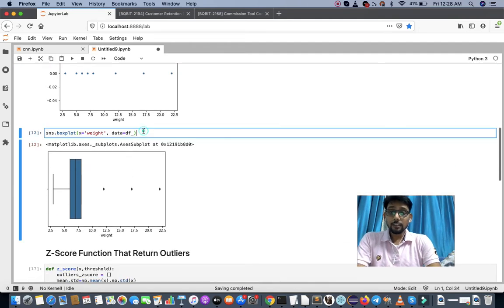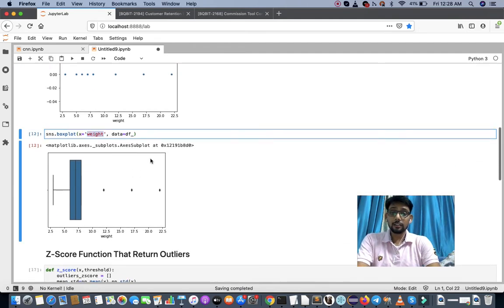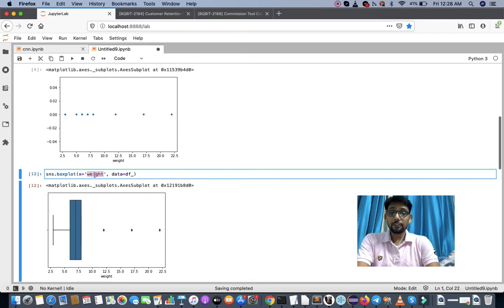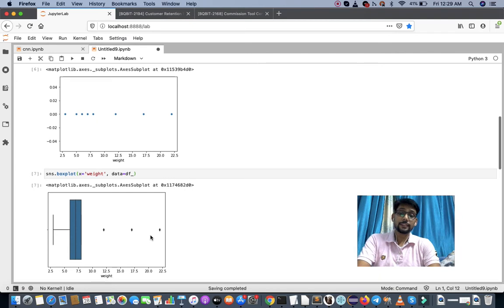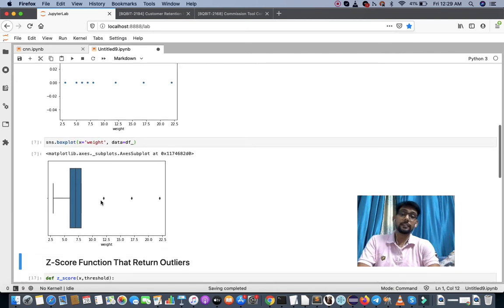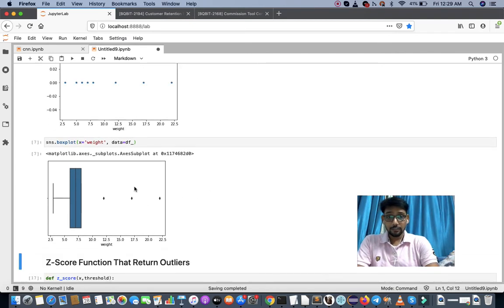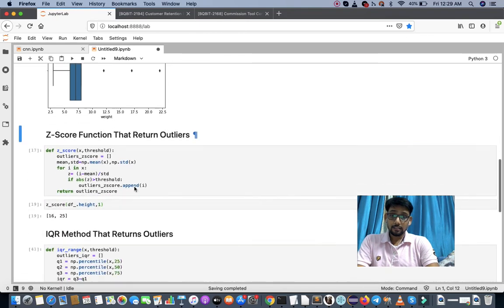Here is the box plot. In the box plot I have plotted the box for weight only, and see what's happened in the box plot. Also we can say that these 3 points are eliminated as outliers, right? And let's go to the z-score functions.